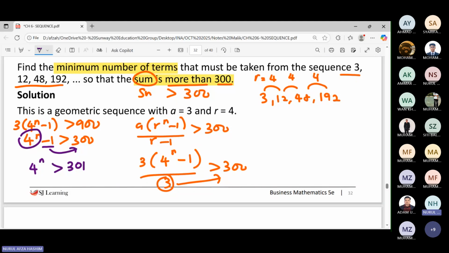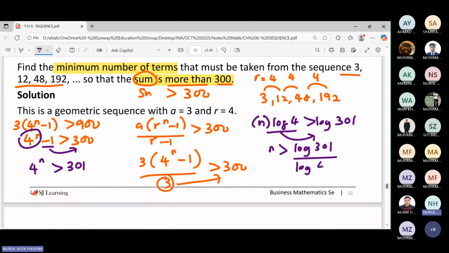Okay. So how you use log? N duduk kat depan. Lepas tu log 4. And then larger than log 301. Because this is multiplication, you cross over. So n must be larger than log 301 divided by log 4. How much going to be when you press your calculator?